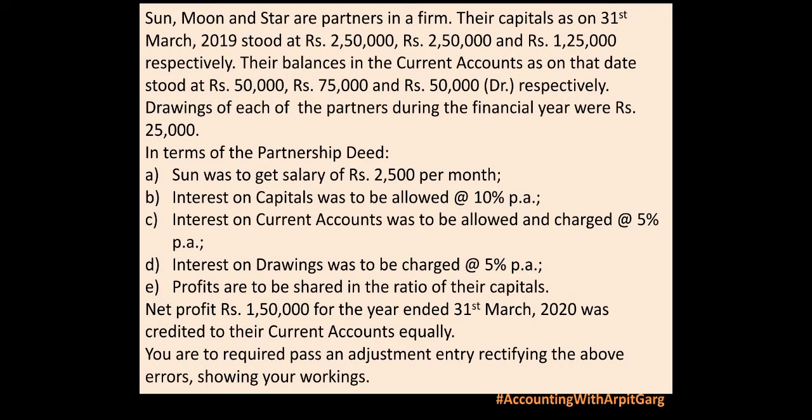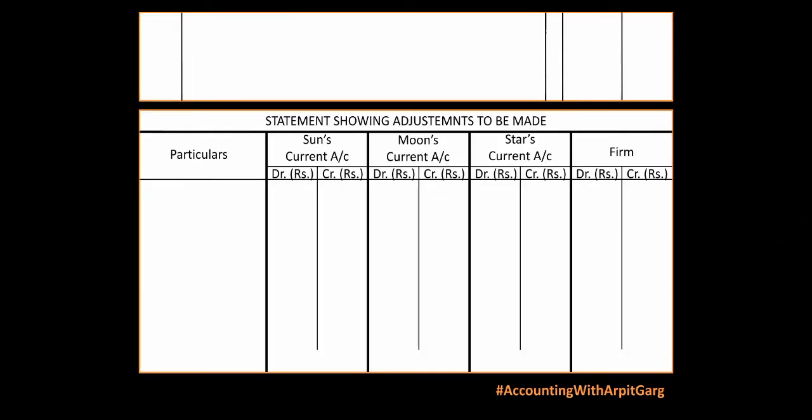Net profit of rupees 1,50,000 for the year ended 31st March 2020 was credited to their current accounts equally. You are required to pass an adjustment entry and rectify the above errors. Okay, let's begin. As we need to pass a single entry, make a small format of journal entry and a table like this. Done.